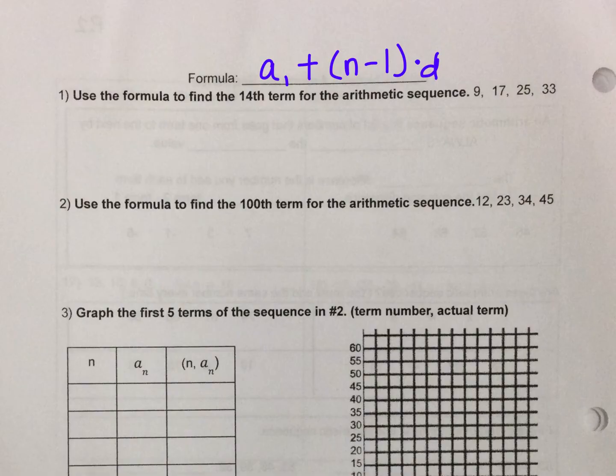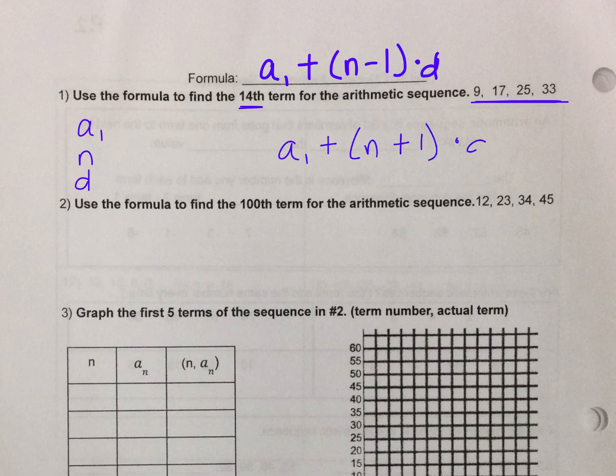So here is page 2. This is the formula: A1 plus n minus 1 times d. So we are going to use the formula to find the 14th term in the arithmetic sequence right here. So I'm going to need to know what the A1 is, what the n is, and what the d is. I'll go ahead and write these out.